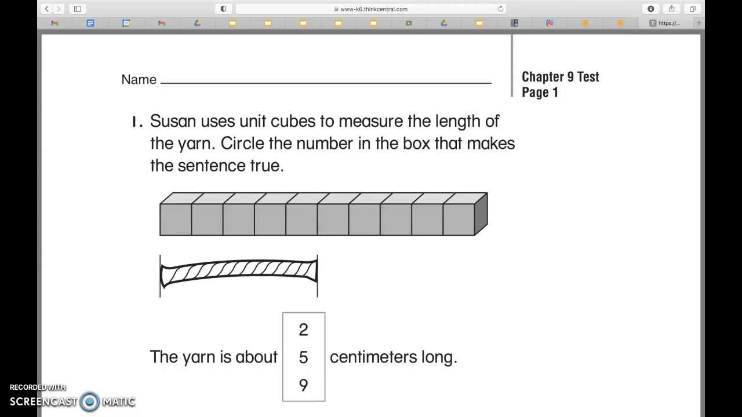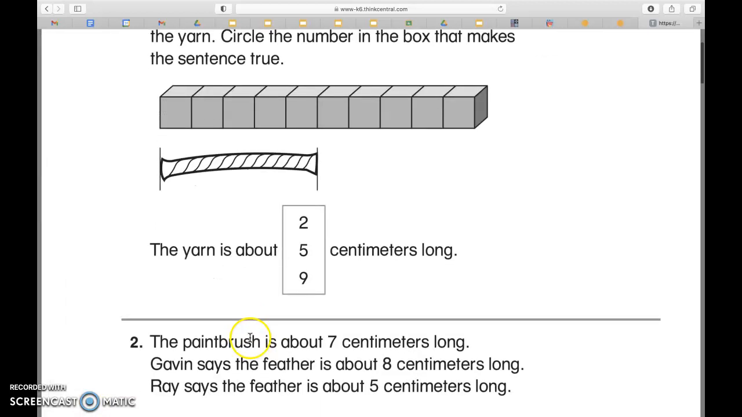Number 1. Susan uses unit cubes to measure the length of the yarn. Circle the number of boxes that make the sentence true. The yarn is about 2 centimeters long. The yarn is about 5 centimeters long. The yarn is about 9 centimeters long.